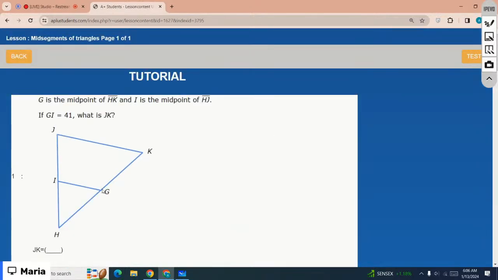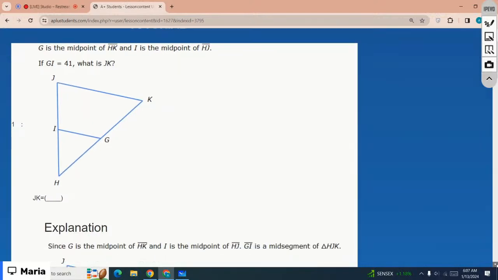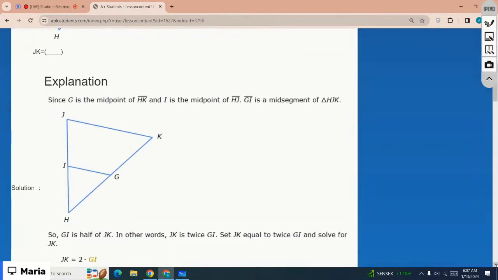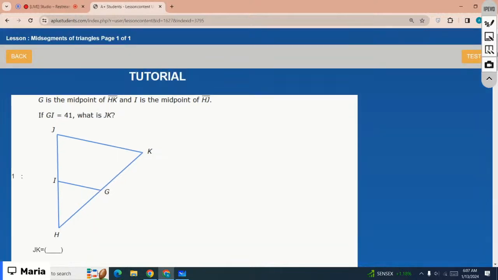Basically, G is the midpoint of HK and I is the midpoint of JK, right? That means the line GI is the mid segment of triangle HJK. So the length of GI is half of JK. GI given is 41, then JK is twice GI. Let's just start with the test questions.